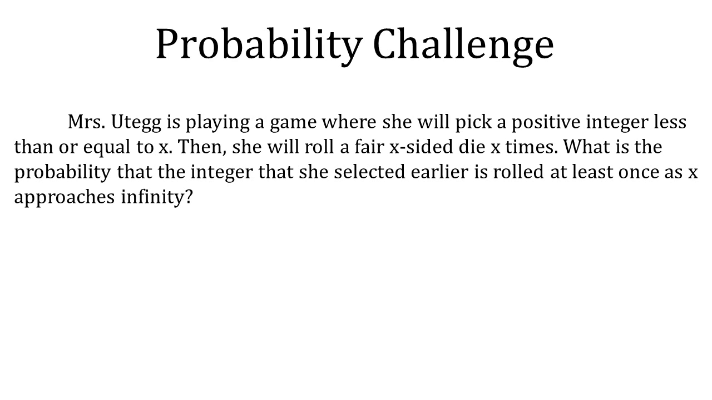Alright, so let's make some sense out of this problem. So x is just a variable here, and we're saying that x is going to approach infinity. Let's just assume for right now that x equals 6 so that we can really find out what this problem means. If x was 6, then I would pick a positive integer less than or equal to 6. So that would be 1, 2, 3, 4, 5, or 6. Let's just say that I pick 4. 4 is my favorite number.